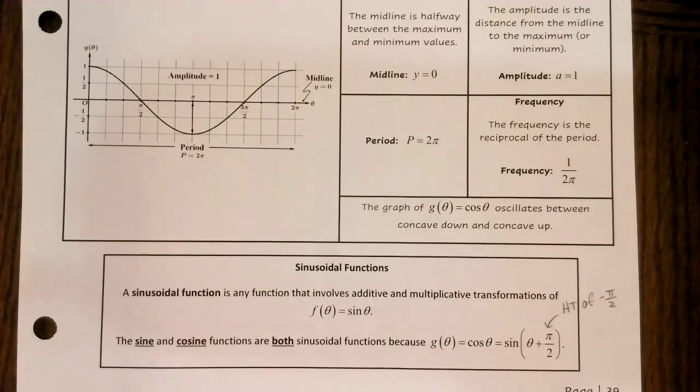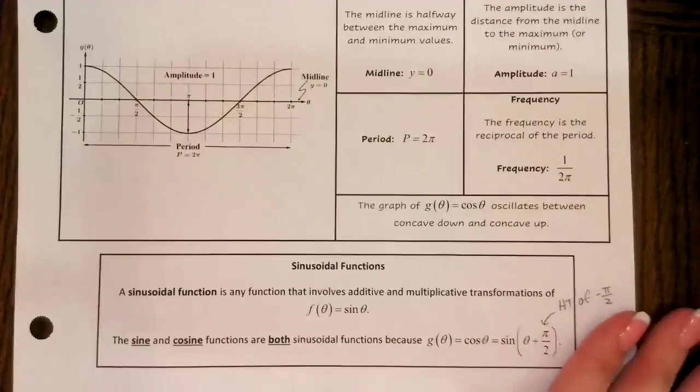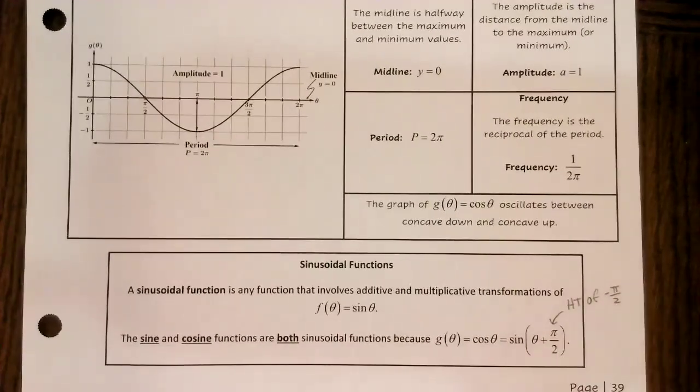We will see later on in this unit that when you do the regressions for trig functions, you're only going to see the sine regression. That is good for both of these. Since it's just a transformation, we can have it move it over.